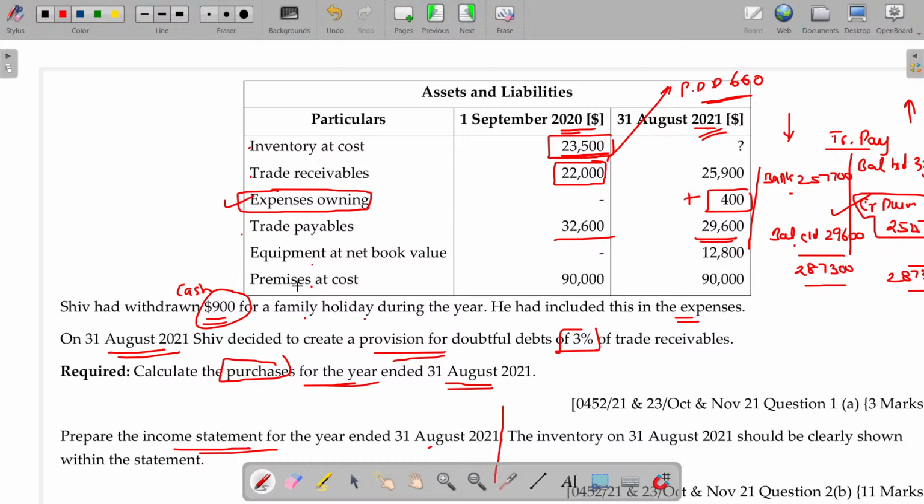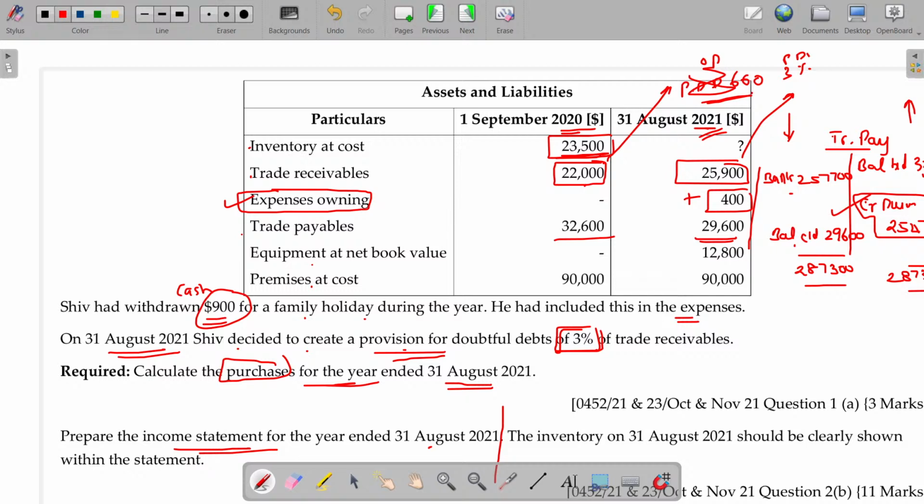And Shiv decided to create provision for doubtful debts, 3% on trade receivables. How much trade receivables we had? 22 on that 660. Provision for doubtful debts should be created, 3% on trade receivables. No, this one is the opening value. Opening value, you forget about that. So we have to find out the closing value. On this, you have to find out the 3%.